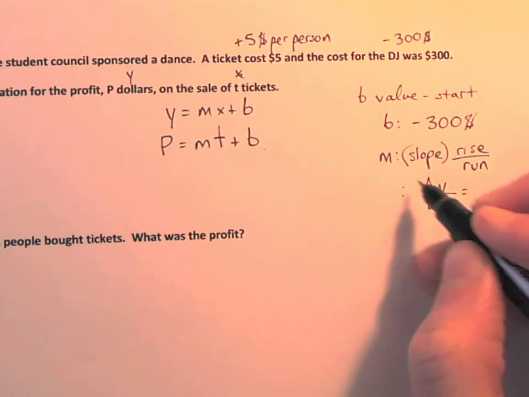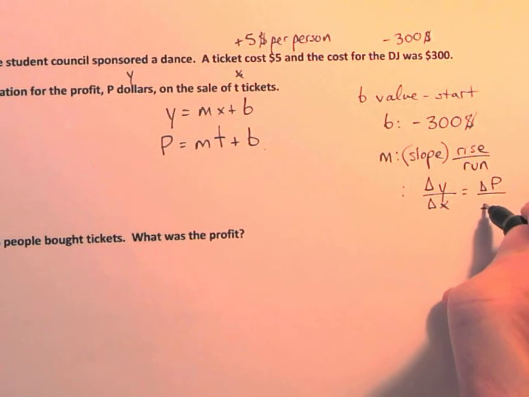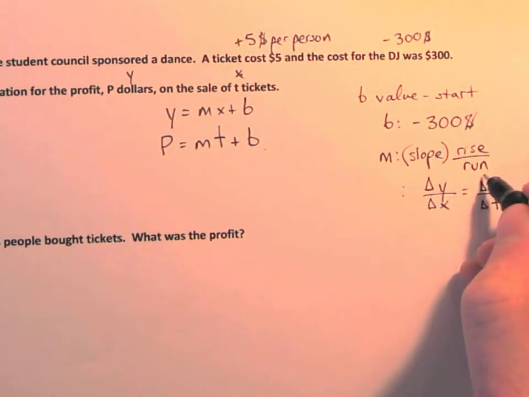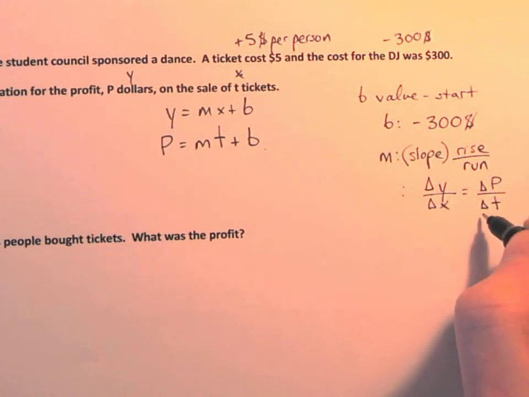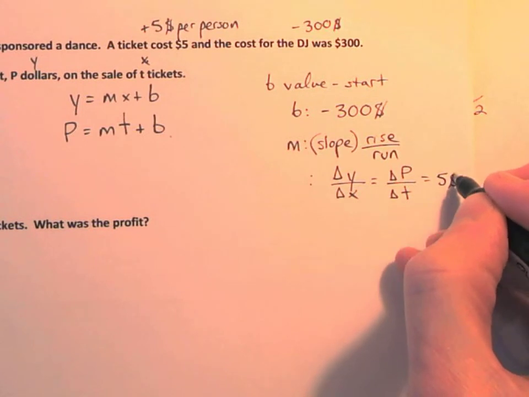But in this case, since y is p, we go change in p, and since x is t, it's change in t. The change in profit over the change in tickets. So how much more profit do you get per one ticket increase? And this is just going to be $5.